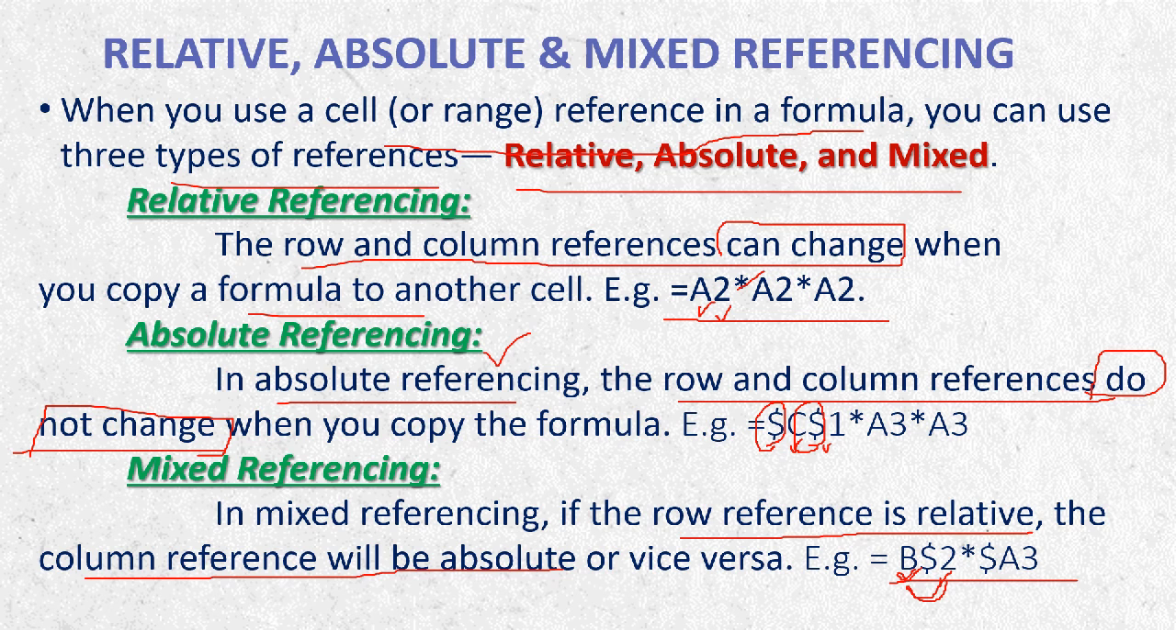Here also, before column A you can see this symbol, right? That means column A is absolute, and row 3 has no special symbol, so it is relative. So this is mixed referencing. If the row reference is relative, the column will be absolute, or if the column is relative, the row will be absolute. The detailed explanation with examples we will see in the next class.